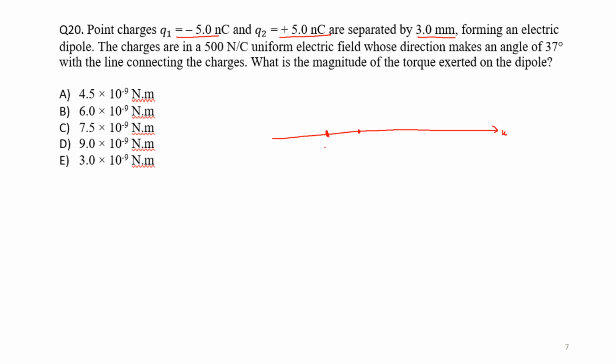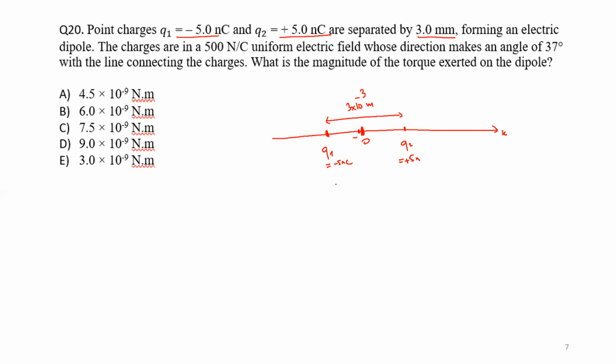So minus Q1 is here, and Q1 is equal to minus 5 nanocoulomb, and Q2 is here, and Q2 is plus 5 nanocoulomb. And the distance between them is 3 millimeters. You put it in meters, 3 times 10 to the power minus 3. Okay, so the origin is right here in the middle. So here you have 1.5 millimeter, and here you have 1.5 millimeter.